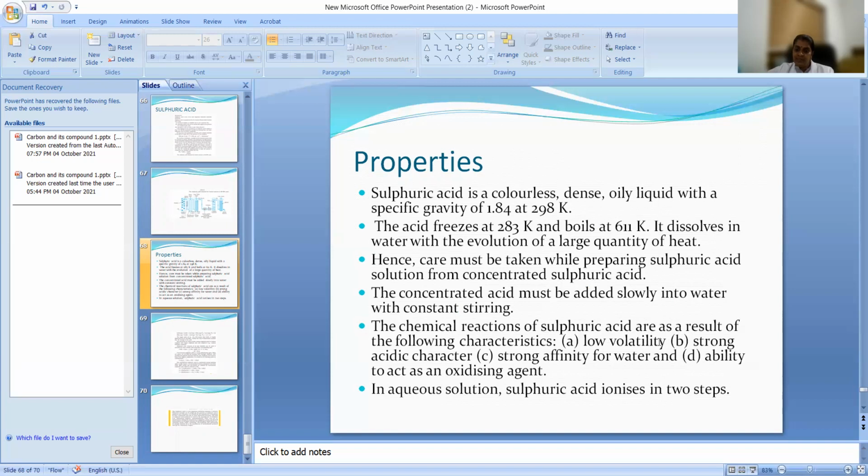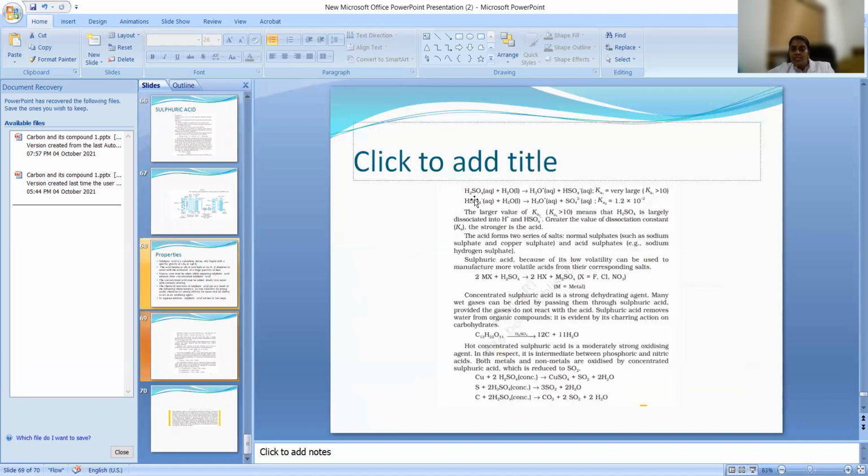The chemical reactions of sulfuric acid are a result of the following characteristics: low volatility, strong acid character, strong affinity for water, and ability to act as an oxidizing agent. In aqueous solution, sulfuric acid ionizes in two steps. Okay, how will it be? It will first ionize into H3O+ and HSO4-. HSO4- again ionizes to form SO4 2-.